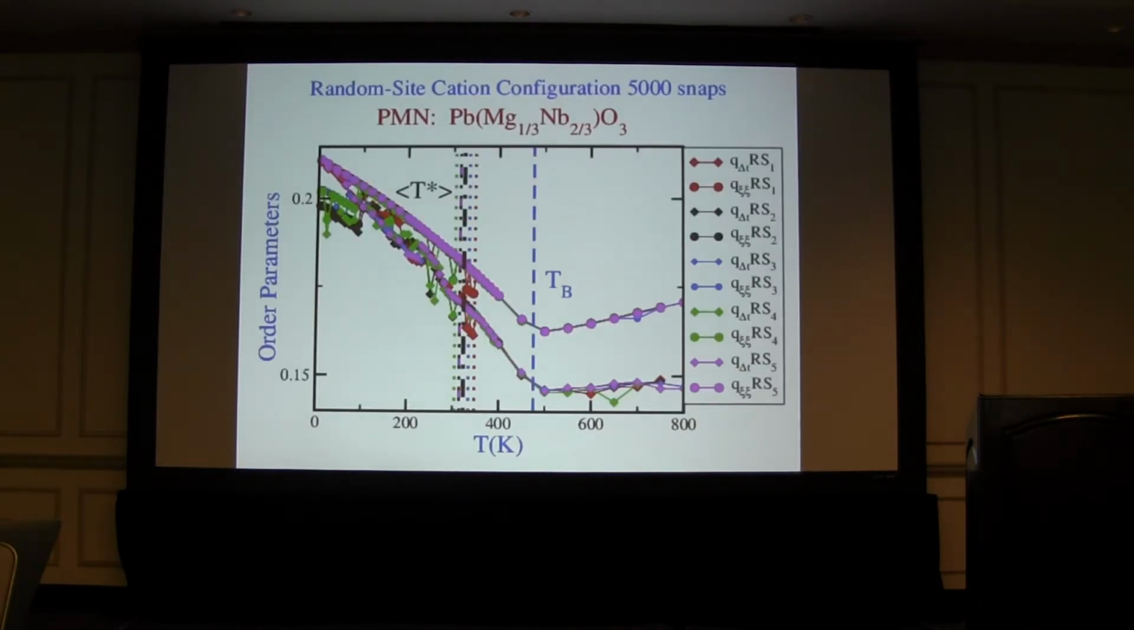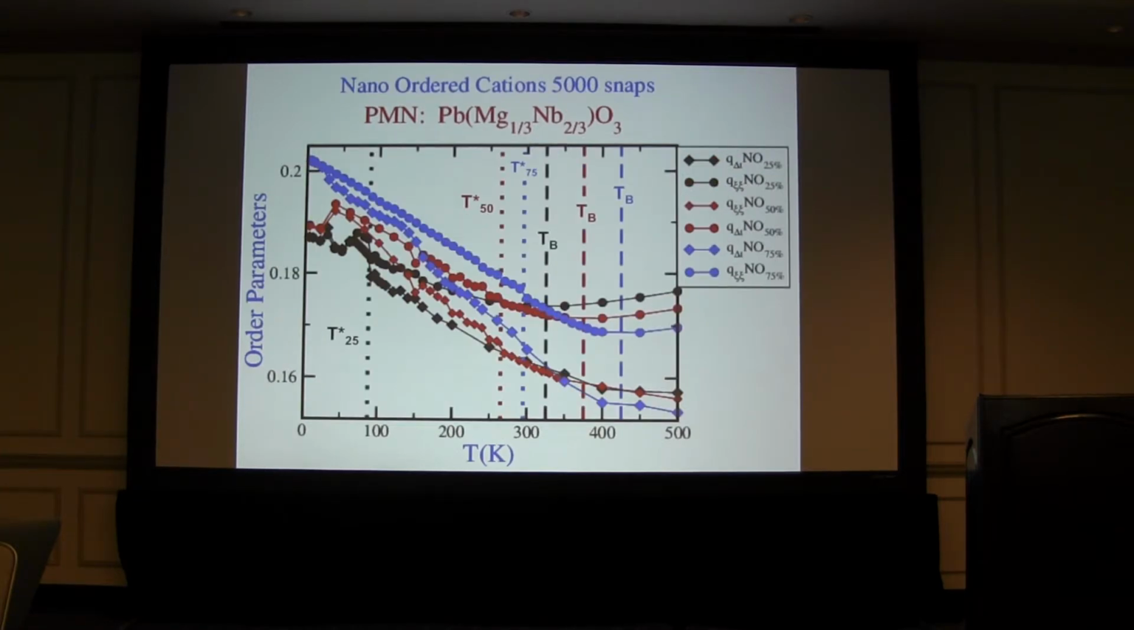And I've looked at nano-ordered configurations and random site configurations. The random site configurations are like the configurations Sergey was talking about. So you've got 111 layers of pure niobium alternating with layers that are 2/3 magnesium and 1/3 niobium, which are randomly arranged.